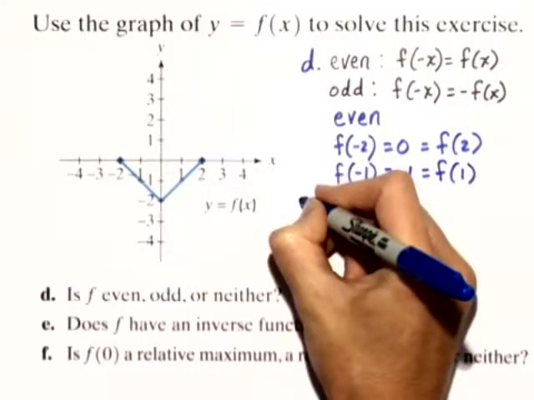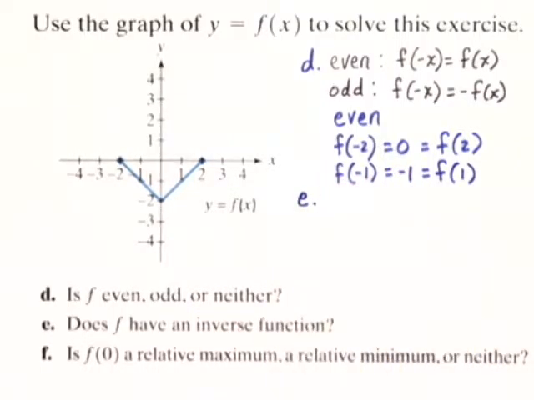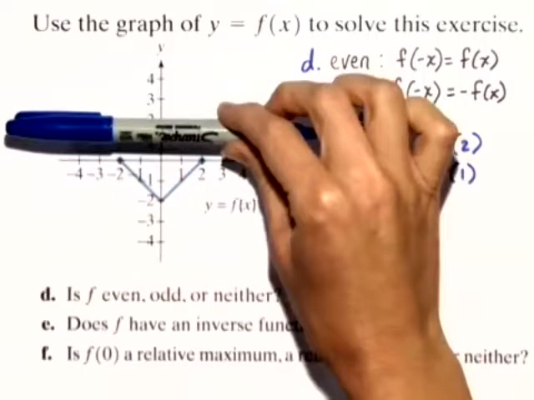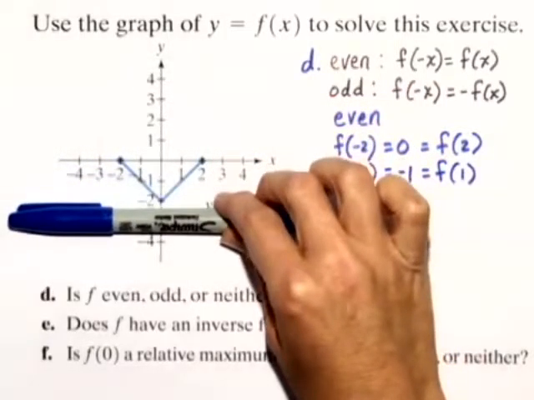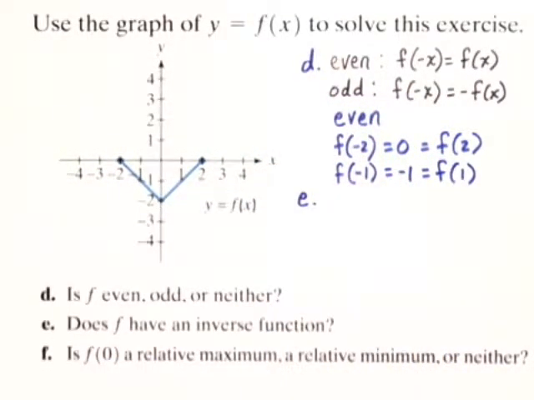In part E, does f have an inverse function? Well, in order for f to have an inverse function, it has to be 1-to-1. And the way that we can determine whether or not it's 1-to-1 is to see if it passes the horizontal line test. In other words, if we pass a horizontal line through the graph, if it touches the graph at more than one point at any place on the graph, then it does not pass the horizontal line test.